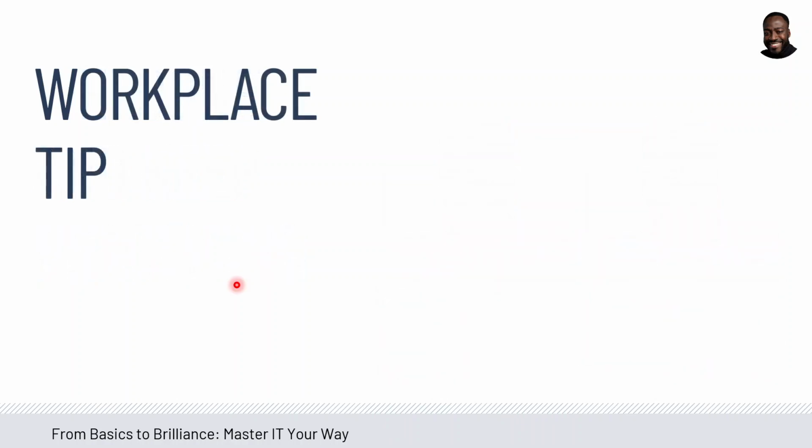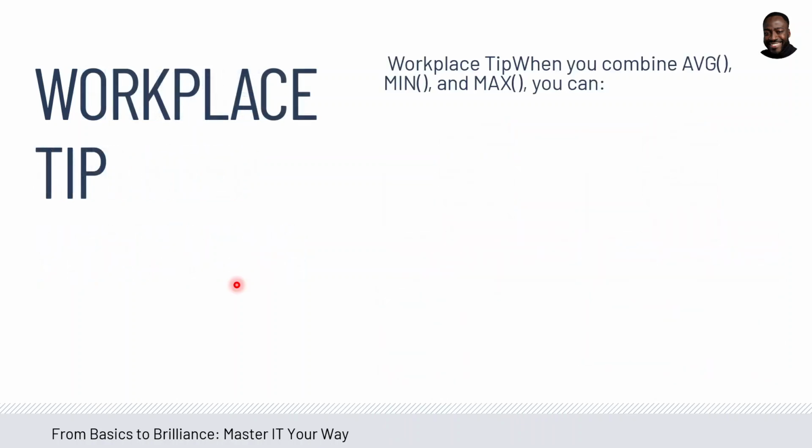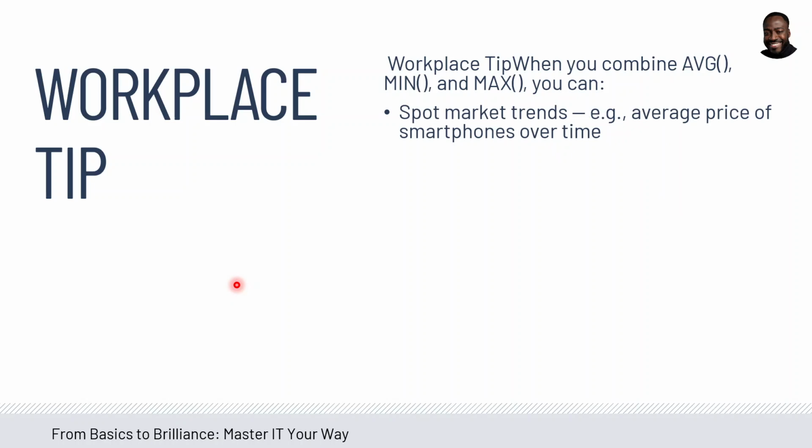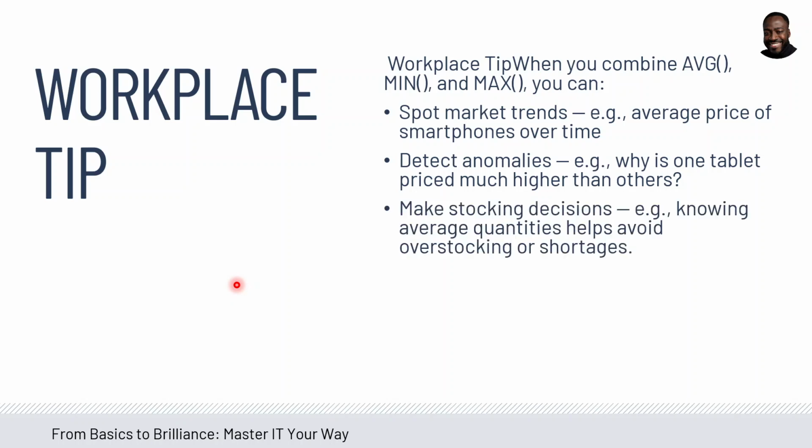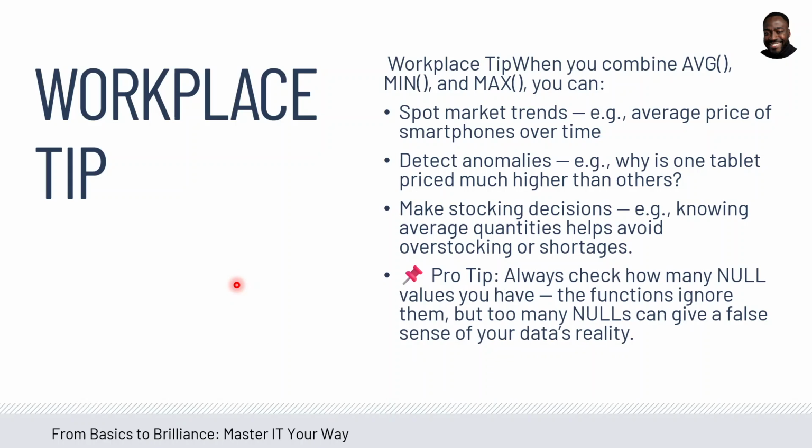Let's look at the workplace tip. When you combine AVG, minimum and max, you can spot market trends. Example, average price of smartphones over time. Detect anomalies. Why is one tablet priced much higher than others? And make stocking decisions. Example, knowing average quantities helps avoid overstocking or shortages.